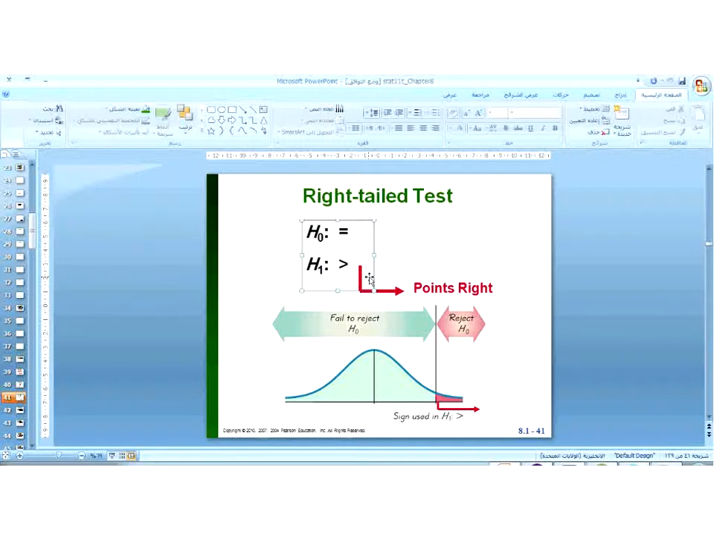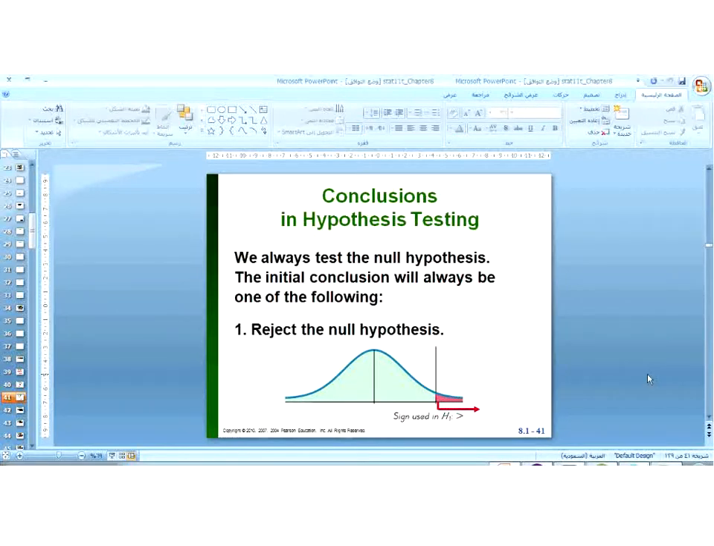In the right tail, the parameter value will be greater than a specific value, and here the rejection area will be in the right tail, and I will reject if the statistic falls within this area. Okay, otherwise I can't reject. Here 1 minus alpha I can't reject.